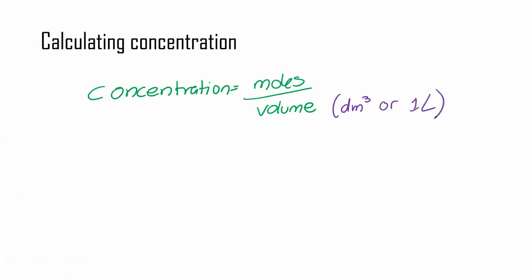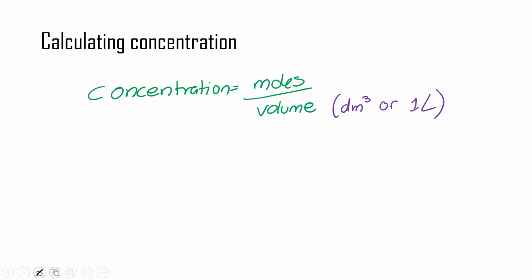In chemistry, because we normally have concentrations in the liter region, we don't use the milliliter or centimeter cubed because it's too small, and we don't use the meter cubed because that would be too big. So we use the decimeter cubed. So concentration equals moles over volume.